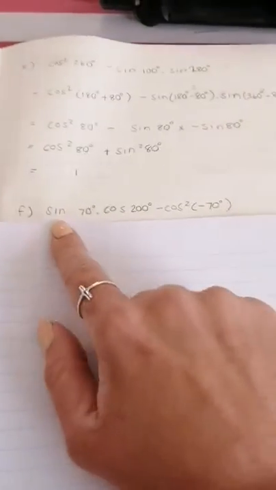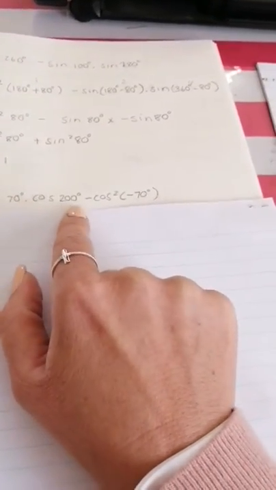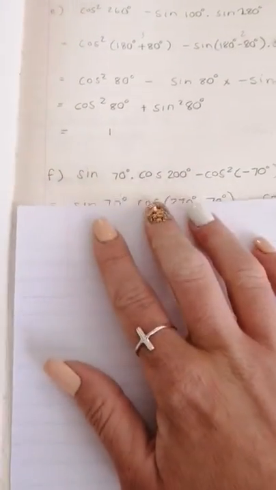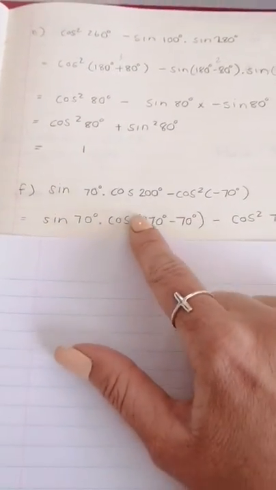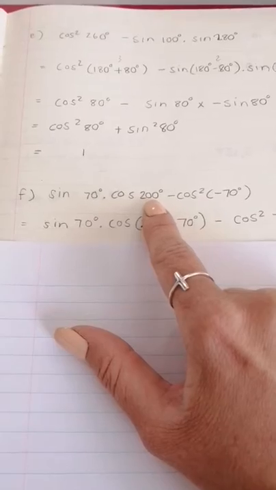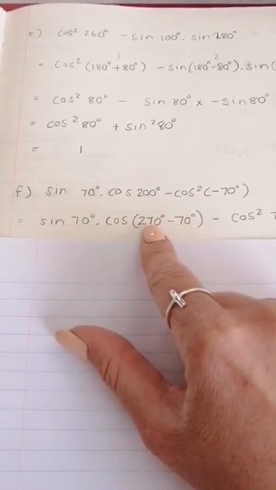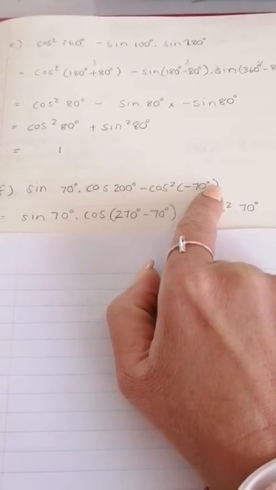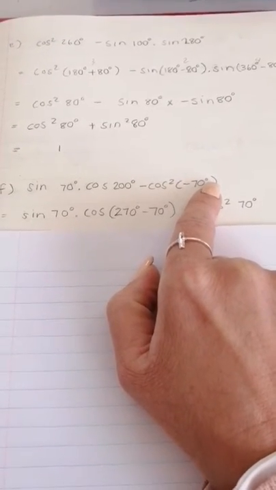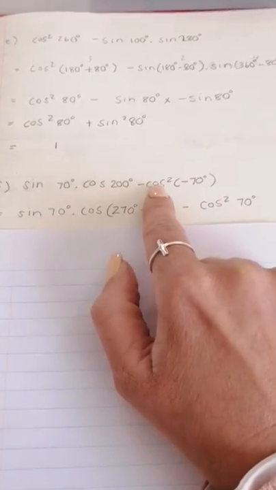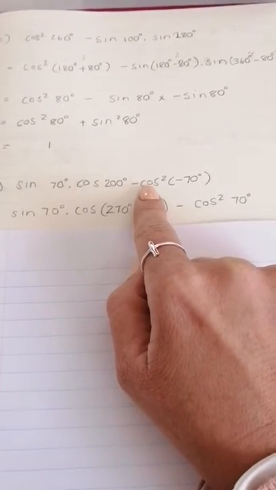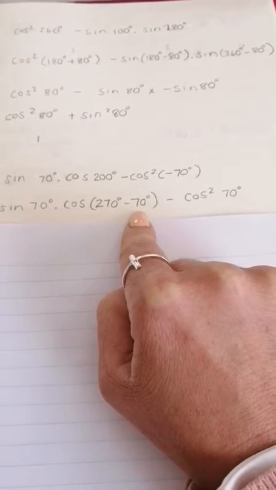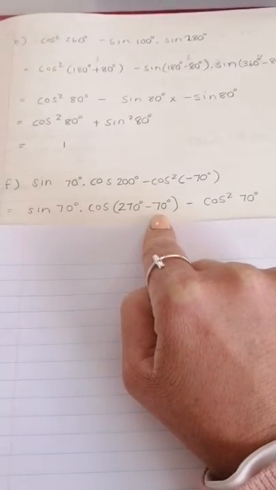Okay, the next one, sin 70 cos 200 cos squared negative 70. Okay, sin 70, I leave it as it is. Now, the reason I immediately jumped to 270 is because I saw that the other two angles are 70 degrees. Okay, so then it's most easy. You don't have to be a brain surgeon. You can notice that you're going to need that one to be 70. So I immediately used 270 minus 70. Do you all understand what I did there?